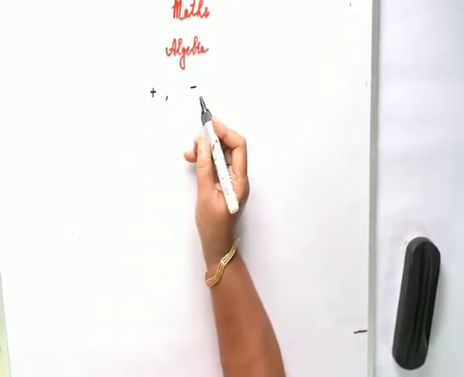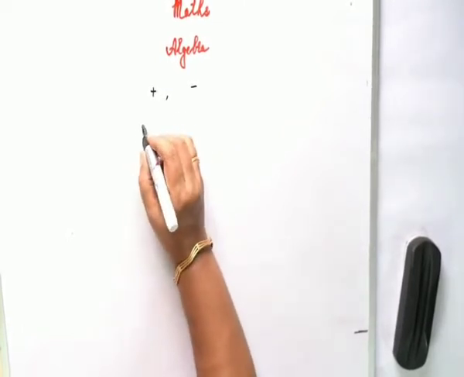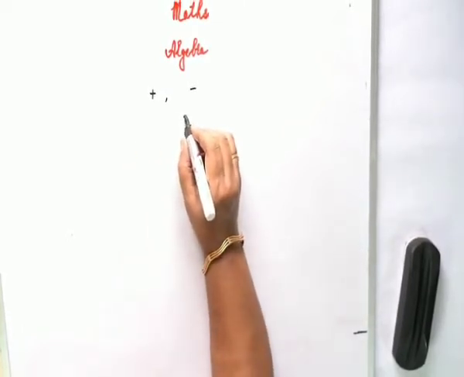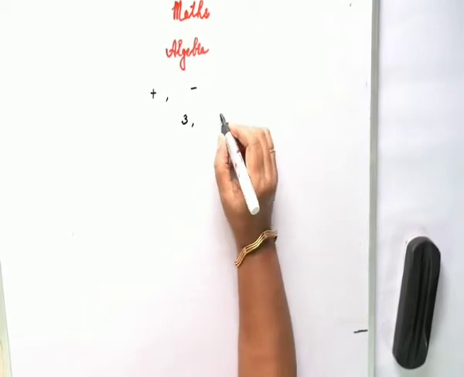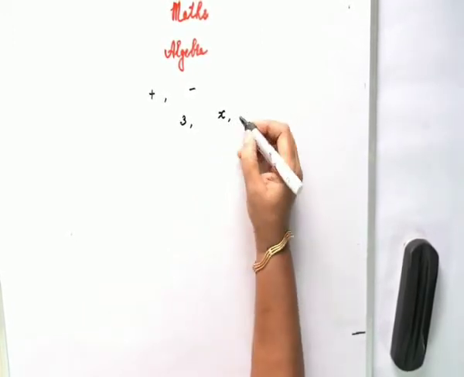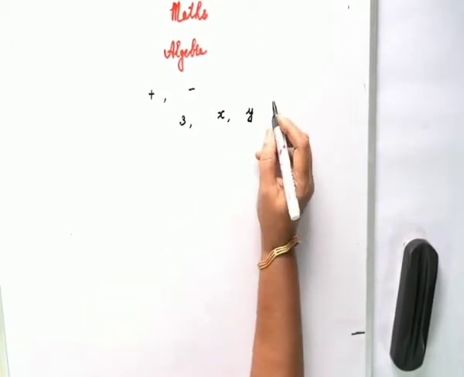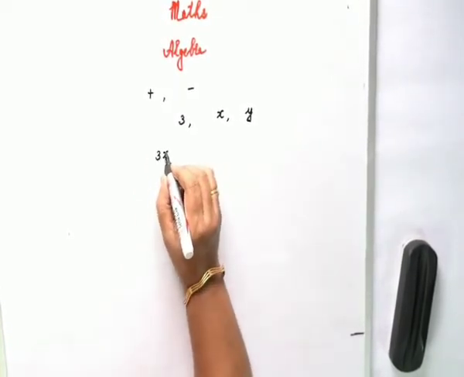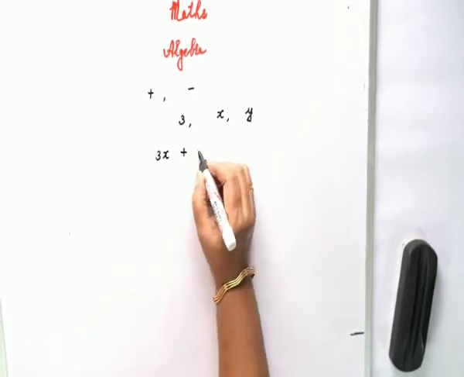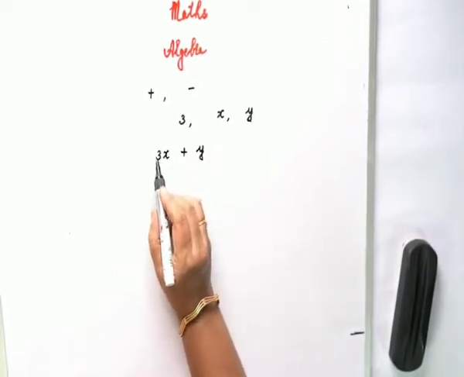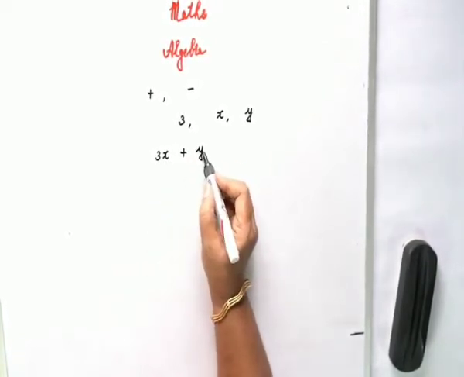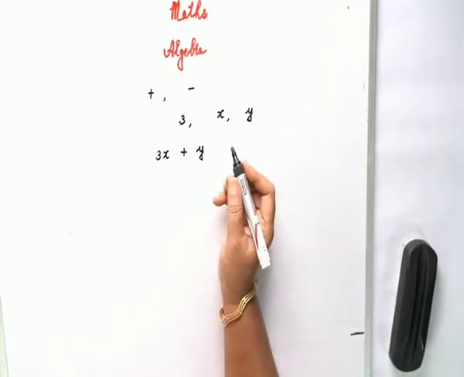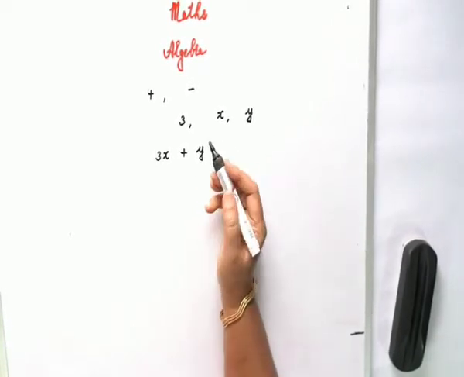We will separate the terms using plus sign or minus sign. Let us consider a constant as 3 and variables x, y. If you want to write two terms, 3x plus y. Here 3x is the first term, y is the second term. So there are two terms.